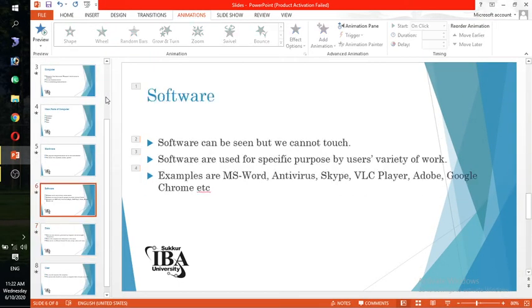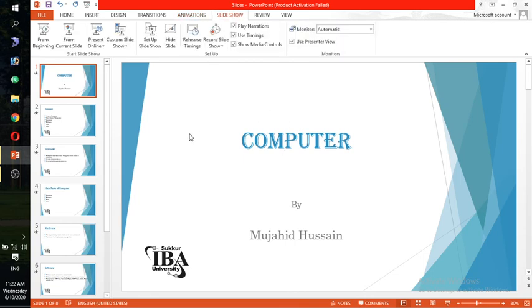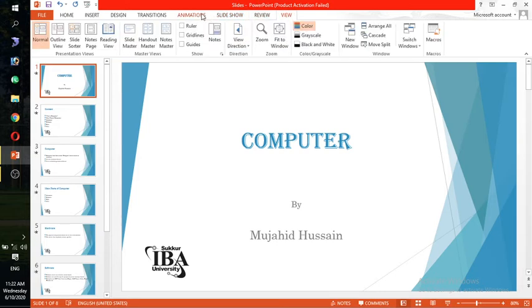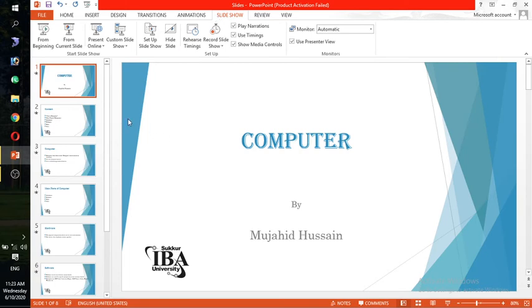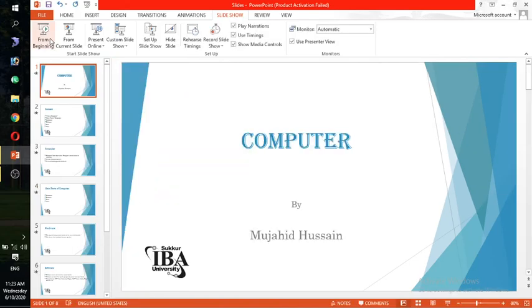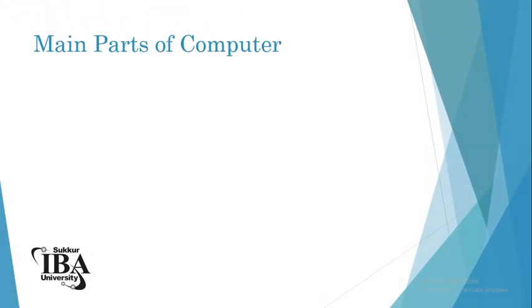So these are the different transitions or animations we have applied on our slides. Now we can see these options. If I want to start, like I am on slide number 4, you can see that I am on slide number 4. If you click on From Beginning, then you will start from the very first slide. And if you want to start from this fourth one, then just press From Current Slide. So slide number 4 is on the screen.